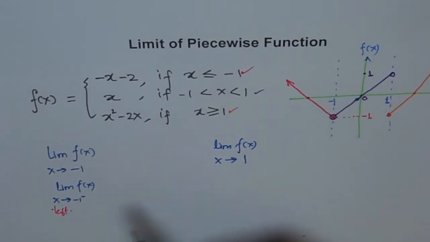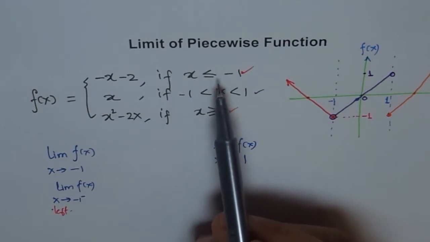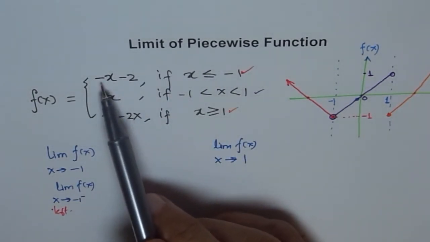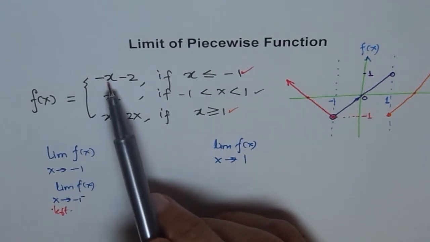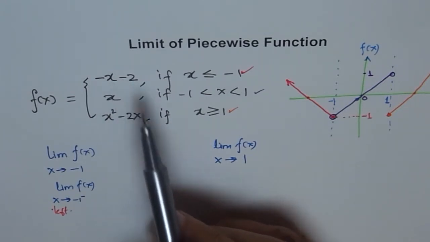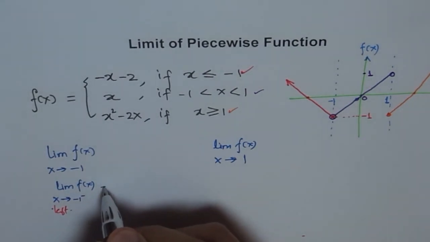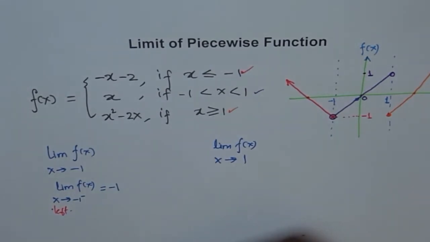As we go from -1 on the left side, that means you're lesser than -1, then you'll follow this equation, correct? If I plug in -1 here, it becomes +1 minus 2, which equals -1, correct? So here you get a value which equals -1, correct?